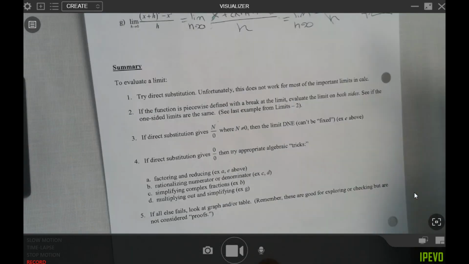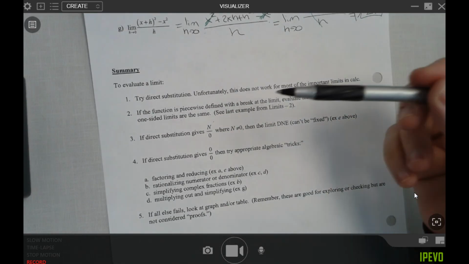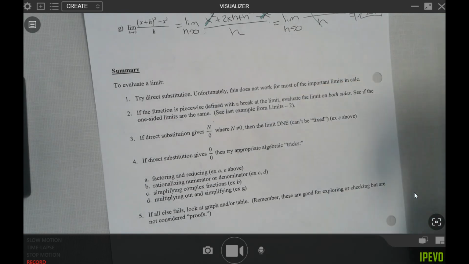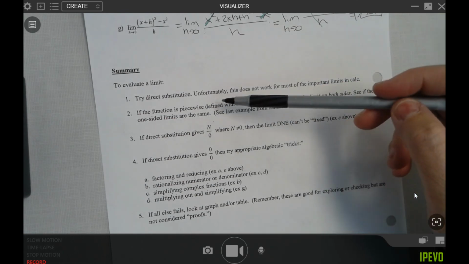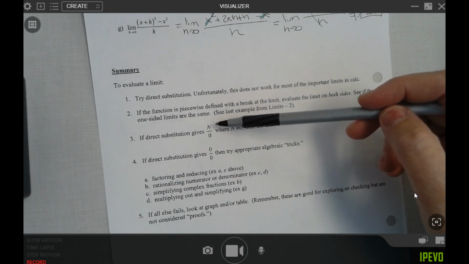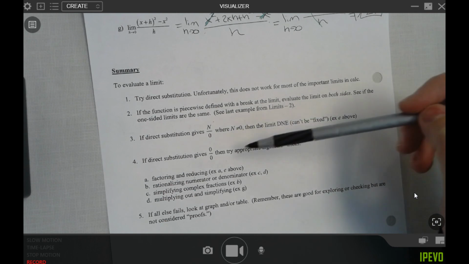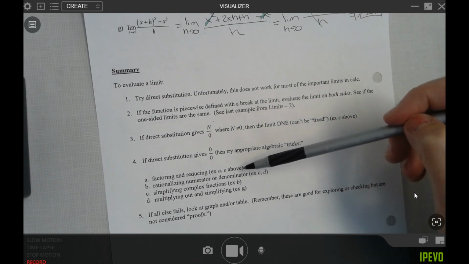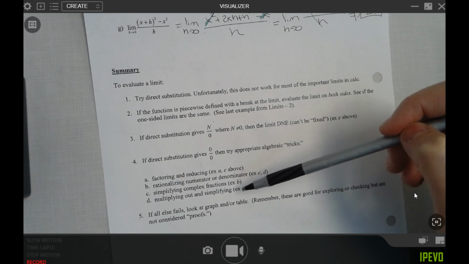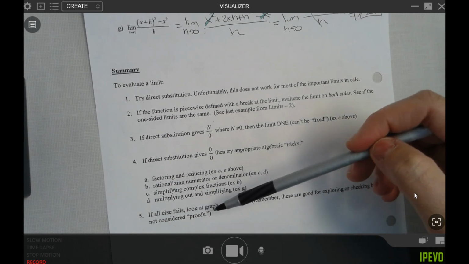You can read through the summaries of this stuff right here. It's everything that we just did, but you need to read it. This is what you should try. You should try direct substitution. See if the limit from each side is the same. If it's a piecewise, if it's a number over 0, it's D and E. 0 over 0, you have to try to factor, rationalize, simplify complex fractions, whatever. And if all else fails, you can always go back.